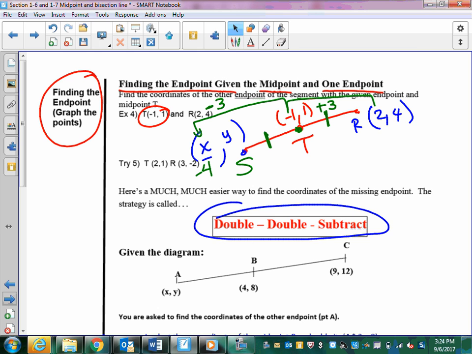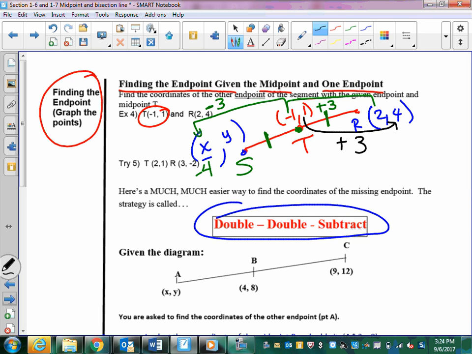Then the next one is y. From positive 1, I went to positive 3. So I travel 3 to the right. Then I have to travel 3 to the left. So when I take 1 minus 3, this gives me negative 2. So the coordinate of the other endpoint is negative 4, negative 2. That's the way we're going to do it.